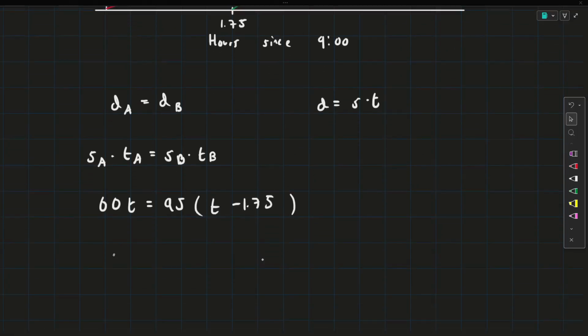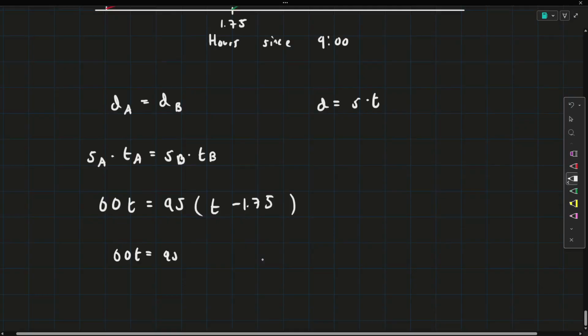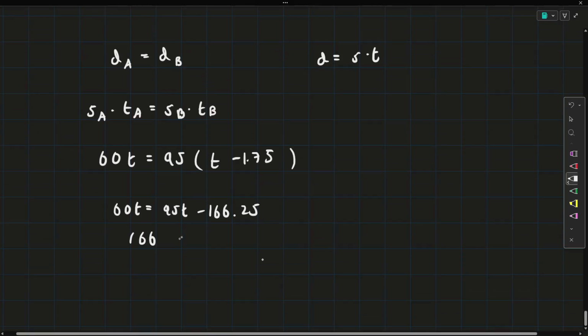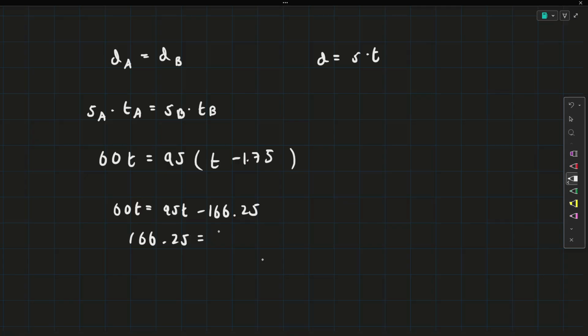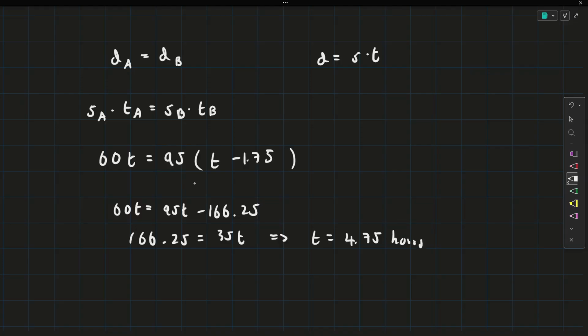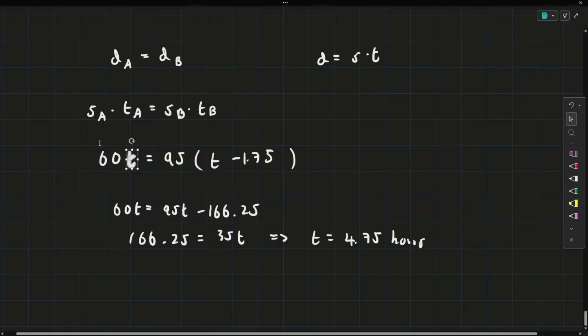So we can just multiply out the bracket, and we'll get 60T is equal to 95T minus 166.25. Then we can bring everything to the one side. So I brought the 166.25 to the other side. That'll be equal to 35T. Divide both sides by 35, and you get that T will be equal to 166.25 divided by 35, which gives 4.75. And everything here was in hours, this is 1.75 hours, and this was in kilometers per hour, so this is going to be in hours.